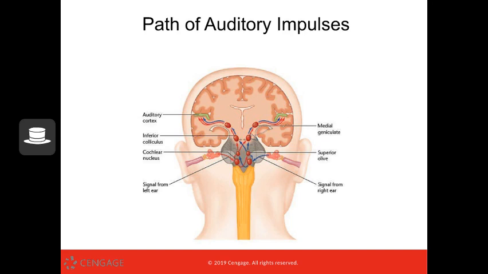The superior olive is just a bundle of brainstem neurons that are helpful in our processing of auditory information. But here you can see a signal from the left ear. We have our cochlear nucleus. We've already talked about the inferior colliculus and the medial geniculate, and here, right here, is our auditory cortex.